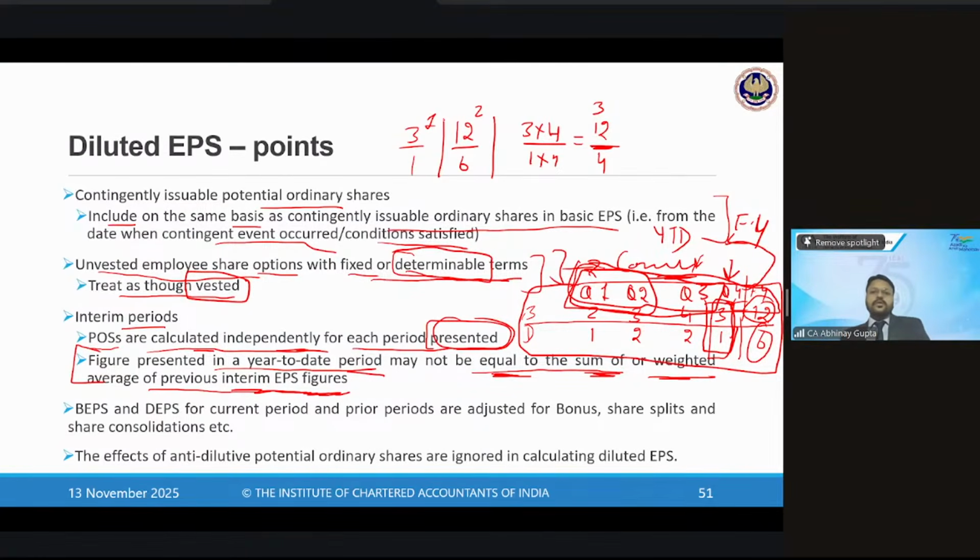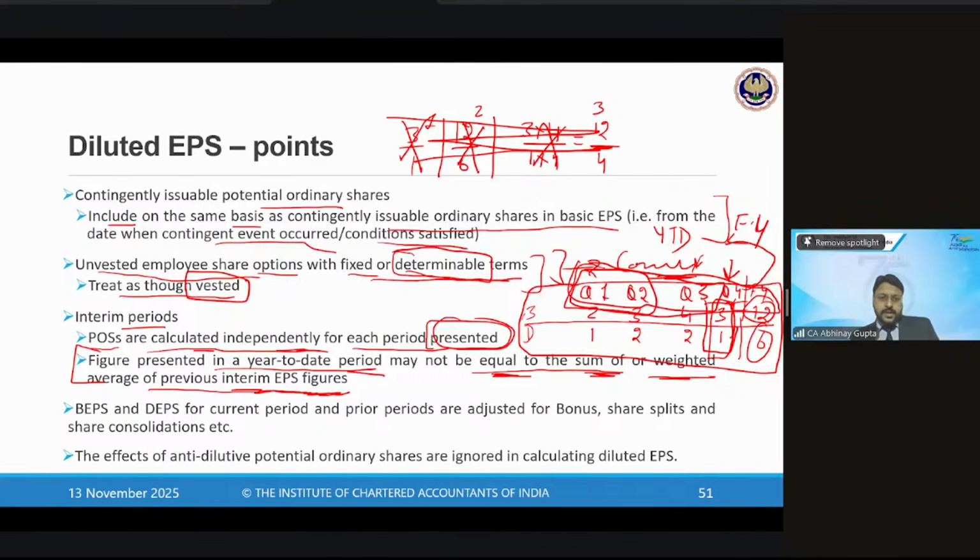So it is not the right approach. So what do we need to do? Neither this approach is correct, nor this approach, nor this approach, right? So we cannot do any sort of addition or multiplication. What we need to do is always compute the earning per share and diluted earning per share by picking up the numerator and denominator for the period for which we are calculating. Is that clear?